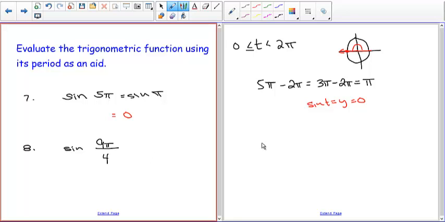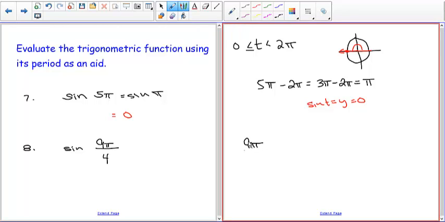Okay, now here we have the next one, which is 9 pi over 4. And 9/4 is greater than 2. So what we do is we subtract 2 pi again. So that's 9 pi over 4 minus 2 pi, which is 8 pi over 4. So 9 minus 8 is 1, so you get pi over 4.